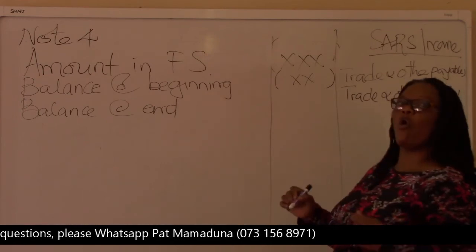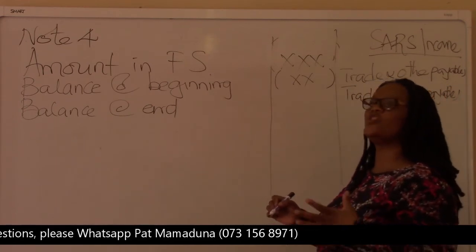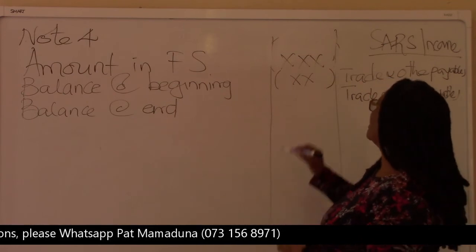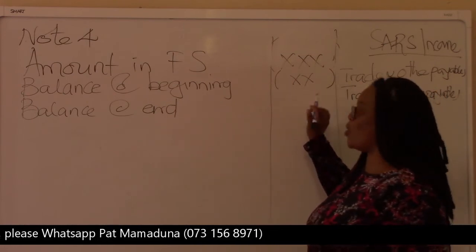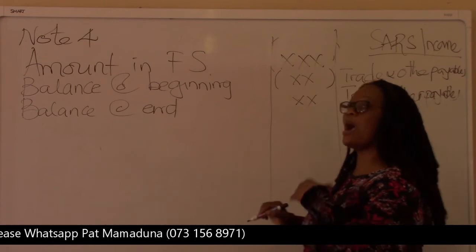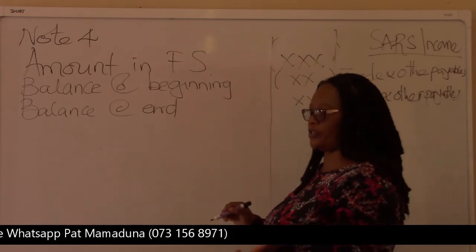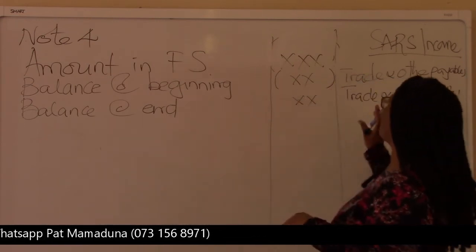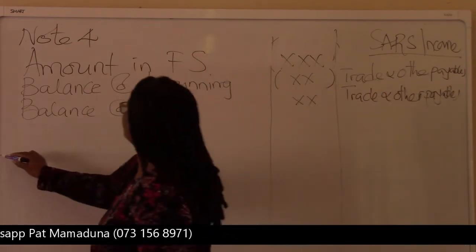It means we owe SARS. We did not pay that amount. It is going to appear as a positive. Why? Because that amount did not go out. Now, let's move on to the second scenario.